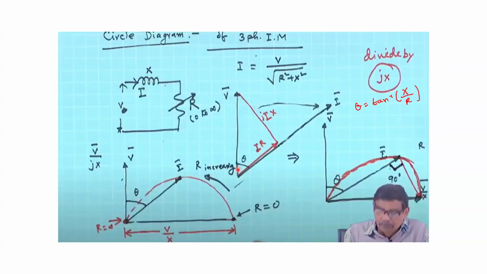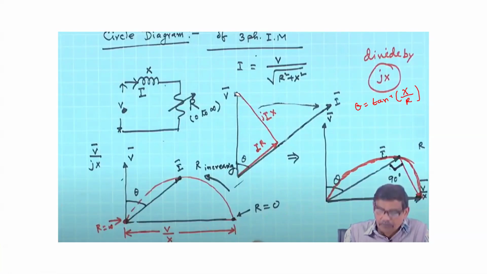Okay. Now, what we will do is try to obtain the circle diagram. Basically, we want to obtain the trajectory of this current phasor. If we vary the resistance from 0 to infinity, how will this current phasor change? For that, what sir did was he said, let us divide all the things, the voltage phasor, this IR, JIX, and the current phasor, by JX. When he did that, he got this equivalent circuit.